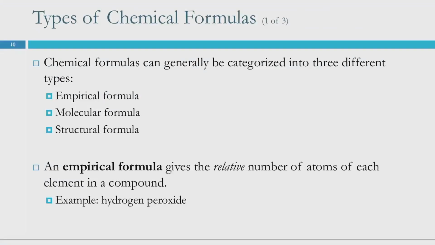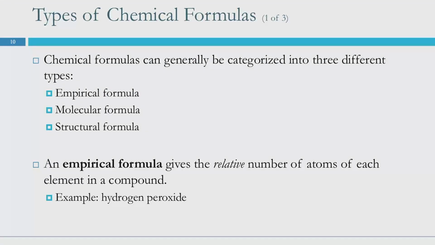There are other forms of formulas, though. We also have empirical formulas. Empirical in my brain is basically experimental. So an experimentally determined formula. Empirical formulas give a relative number of atoms of each element in a compound. For example, hydrogen peroxide has HO for its empirical formula.